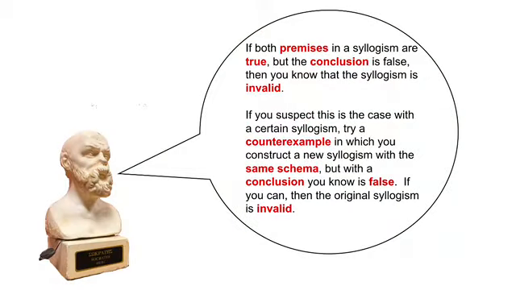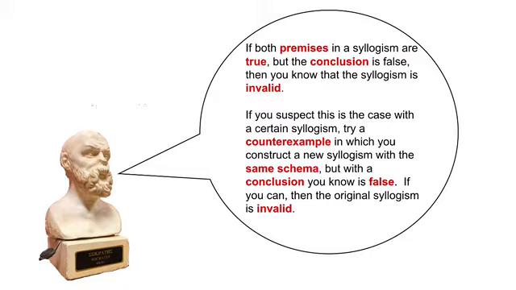But Socrates explains it like this. He says, look, if both premises in a syllogism are true, but the conclusion is false, then you know that the syllogism is invalid. Now, if you suspect this is the case with a certain syllogism, he says try a counterexample in which you construct a new syllogism with the same schema, but with a conclusion you know is false. If you can, then the original syllogism is invalid.